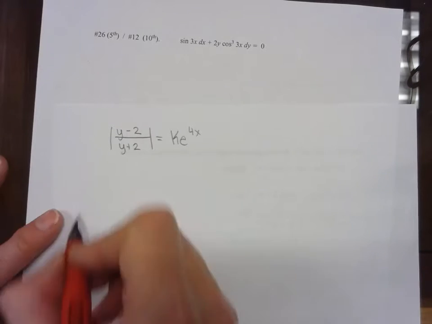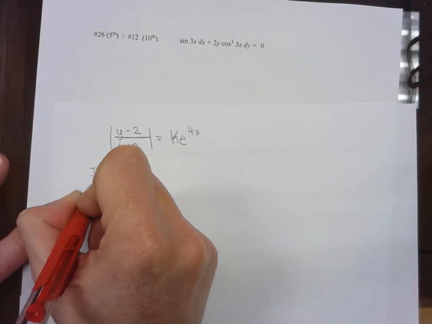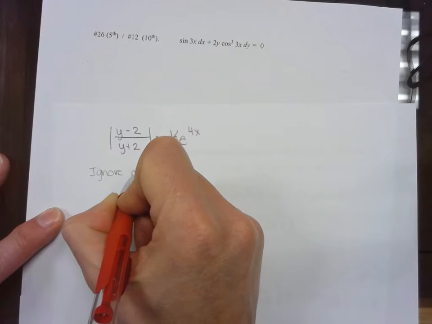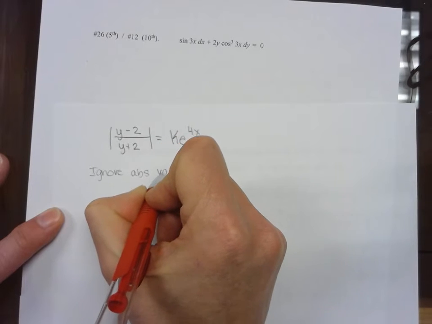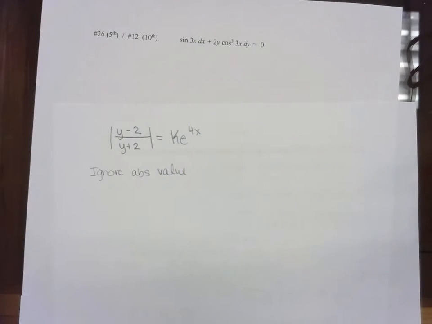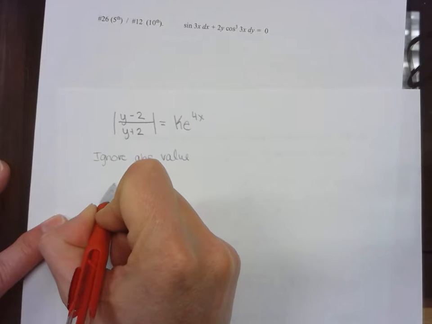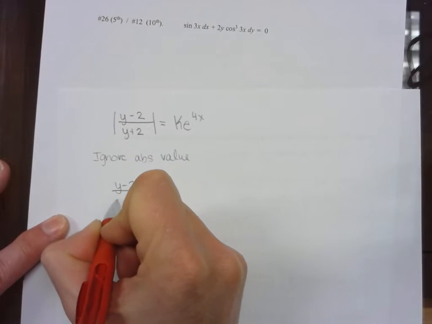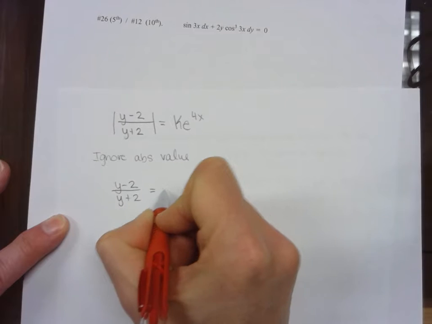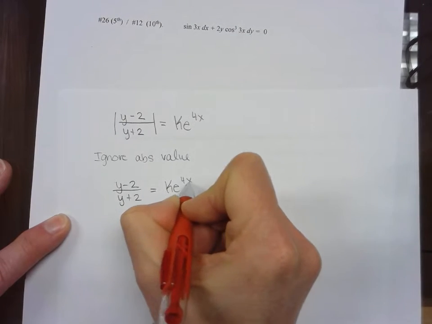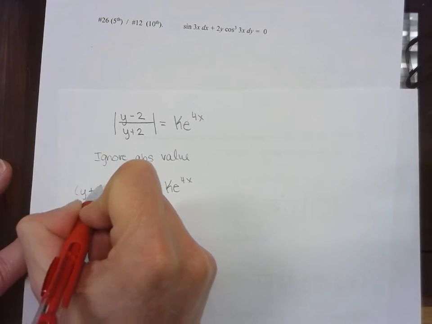I'm going to ignore absolute values for a moment and see how we could go about this. With absolute value, you can't apply the distributive property. So I just want to show you how you would do it if you didn't have to worry about the absolute values. So here, suppose I have y minus 2 over y plus 2 equals k e to the 4x, and then multiply both sides by y plus 2.